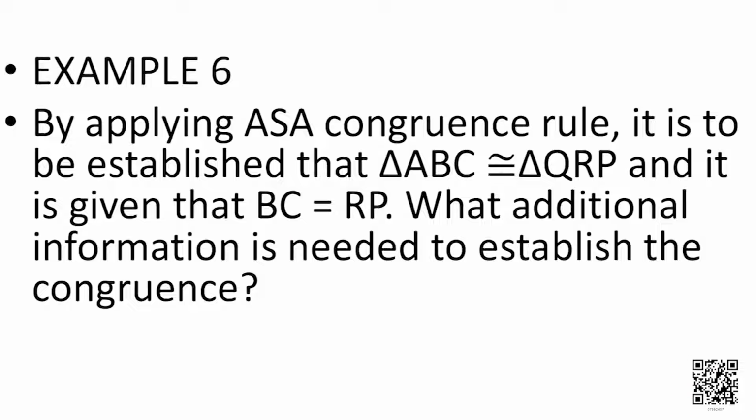Let us strengthen this concept by doing these examples. The question is: by applying the ASA congruence rule, it is to be established that triangle ABC is congruent to triangle QRP, and it is given that BC equals RP. What additional information is needed to establish the congruence?